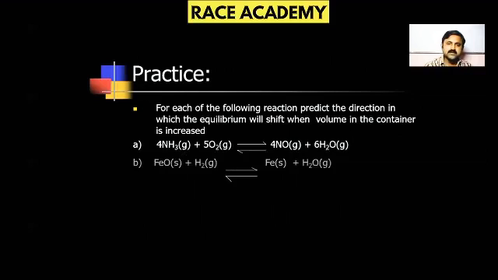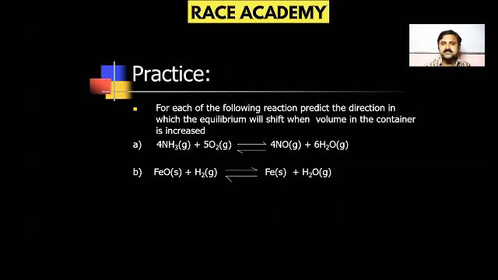Questions you can take down. For each of the following reactions, predict in which direction the equilibrium shifts when the volume of the container is increased. When you increase the volume, pressure decreases. So you have to calculate the pressure-increasing direction, which means the pressure increases on the side with the greater number of molecules.